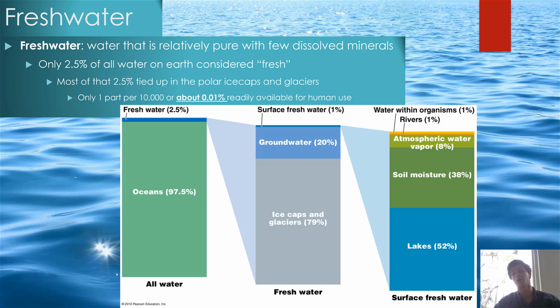Now, freshwater is water that is basically pure. It doesn't have very many dissolved minerals, so not a lot of salts, not a lot of metal ions, and it's actually pretty uncommon on the Earth. Only about 2.5% of all water on the Earth is considered fresh, and out of that 2.5%, most of it's in the polar ice caps and glaciers, so most of it is completely inaccessible. It is basically solid water. Only about 1 part per 10,000, or about 0.01%, is readily available for human use.